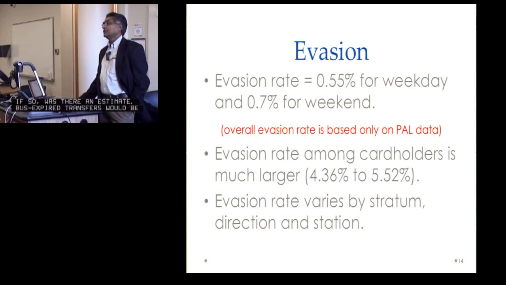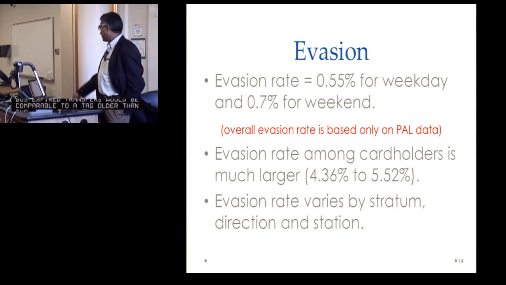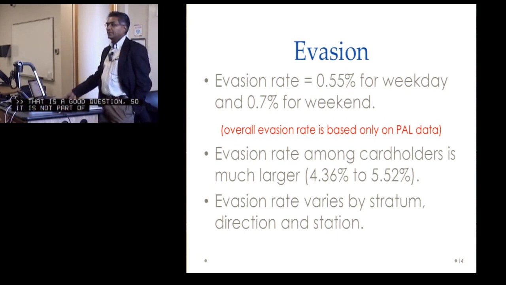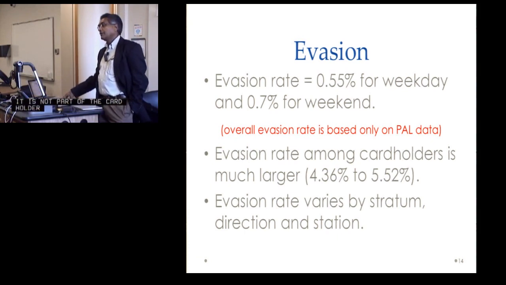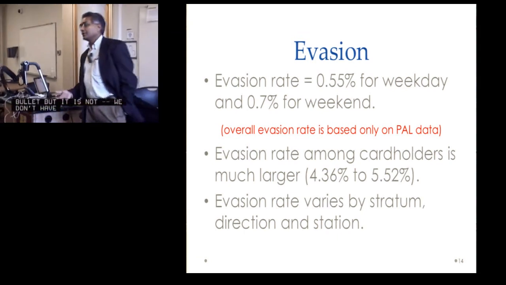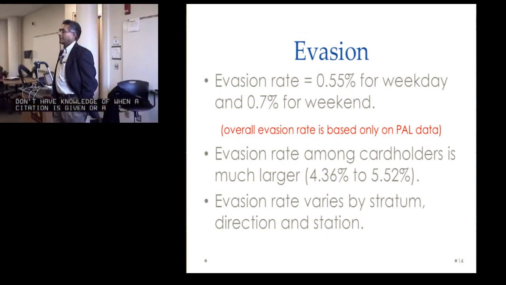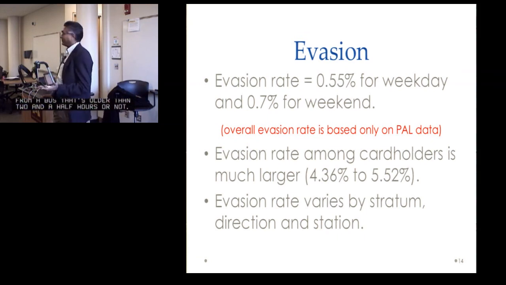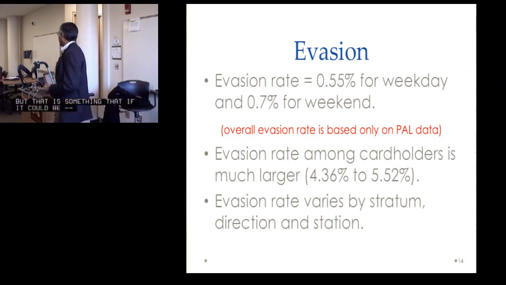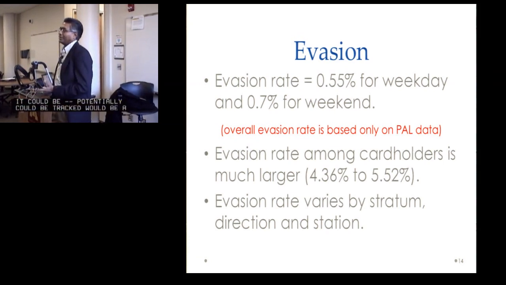That's a good question. It is not part of the cardholder evasion rate estimate in the second bullet here. It could be part of the first bullet, but it is not. We don't have knowledge of when a citation is given or a warning is given. It would say that they did not have a valid fare. What we don't know is whether it was because of a bus transfer from a bus that's older than 2.5 hours or not. But that is something that, if it potentially could be tracked, would be a nice statistic to have. We don't have that from the data.